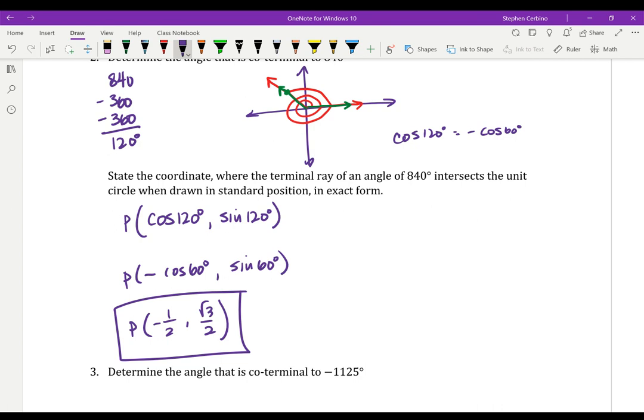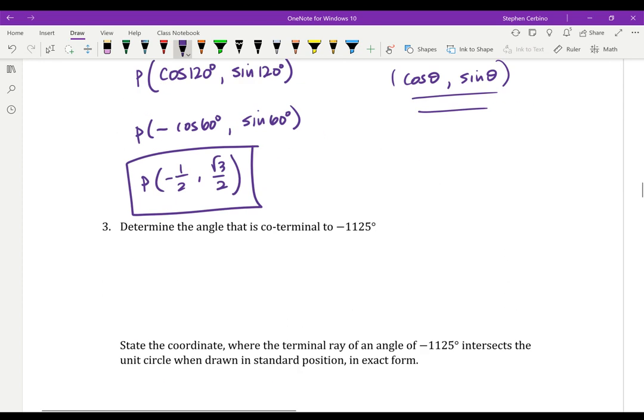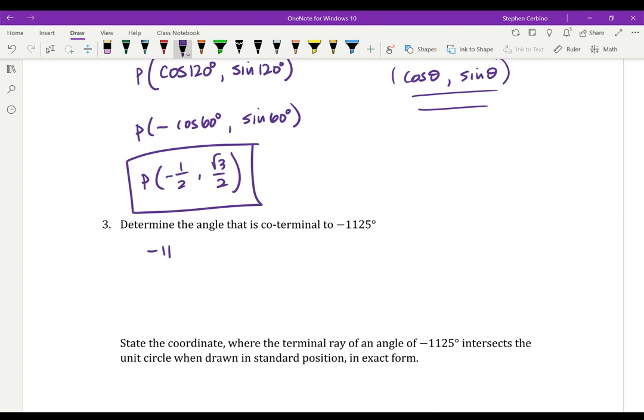So essentially, we're finding this coordinate by knowing that anything on the unit circle is in the form of cosine of the reference angle, comma sine of the reference angle, just taking into consideration where you are, whether it's positive or negative. We do the same thing with negative angles. So if you take negative 1125, and you continuously add 360s, keep adding them, I think you have to add it 4 times, maybe 3 times, and you get 315 degrees, which is a quadrant 4 angle.